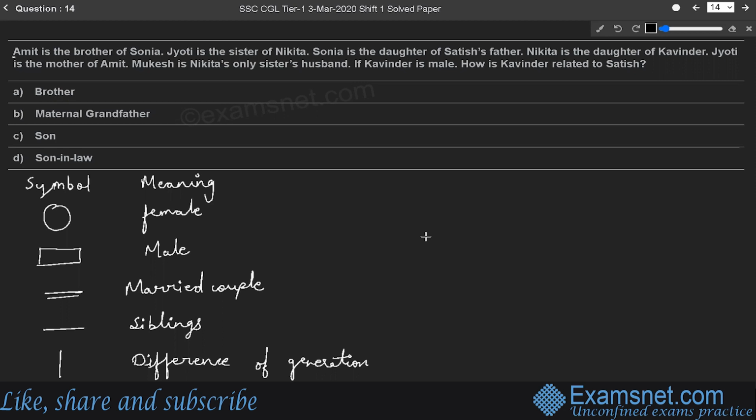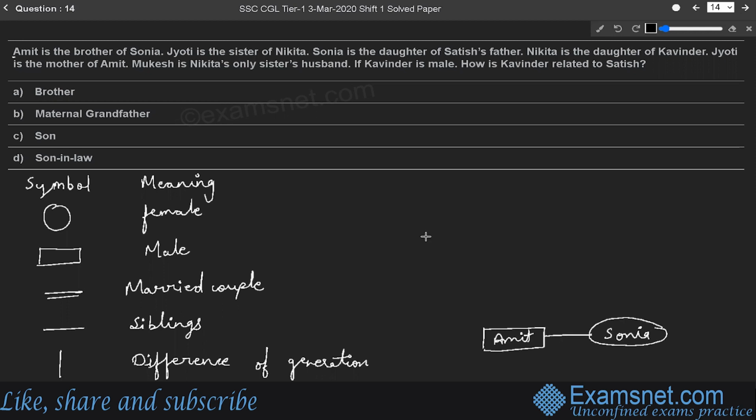So for male, we use a rectangle. So Amit and Sonia. For female, we'll use a circle or an oval. Amit is the brother of Sonia, so they are siblings. For siblings, we have to use the symbol of a single line.